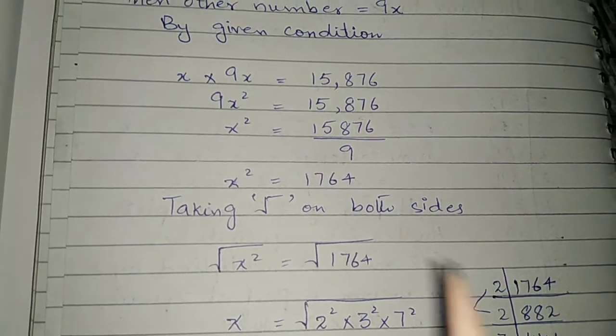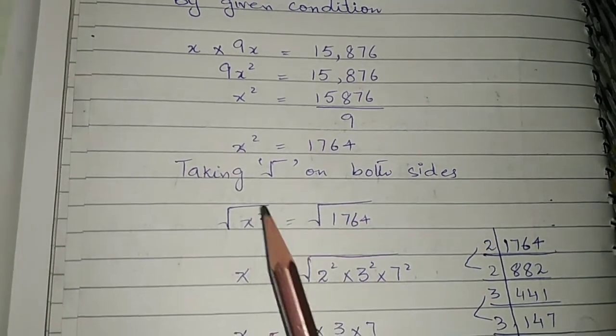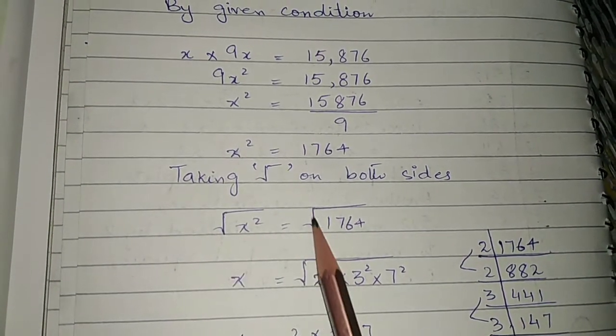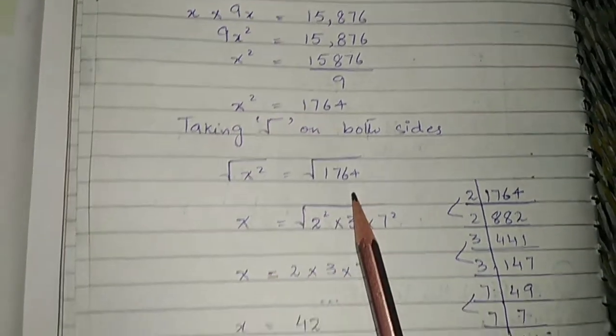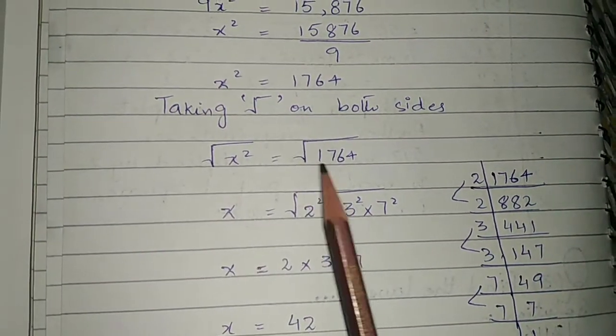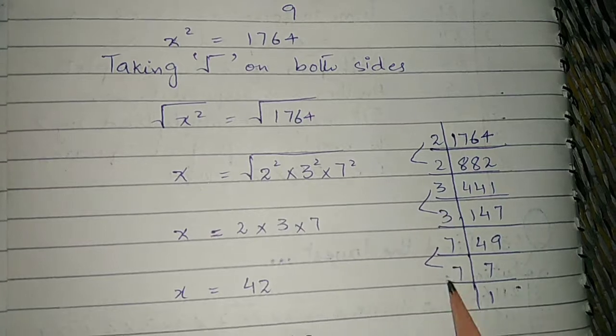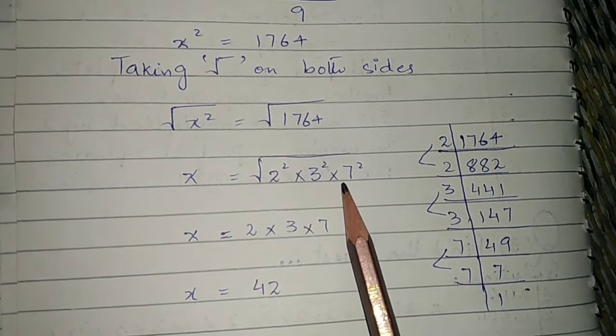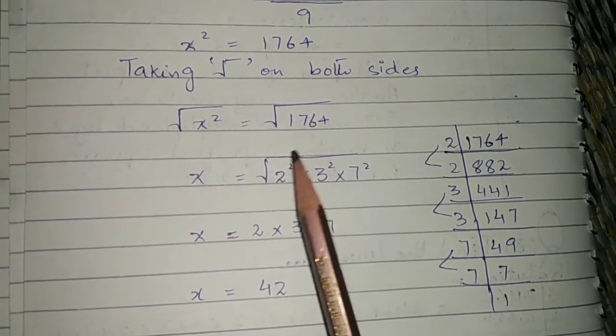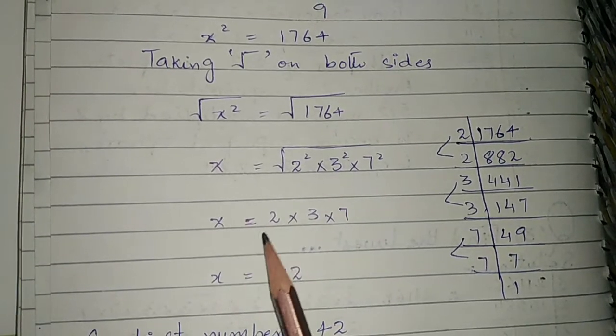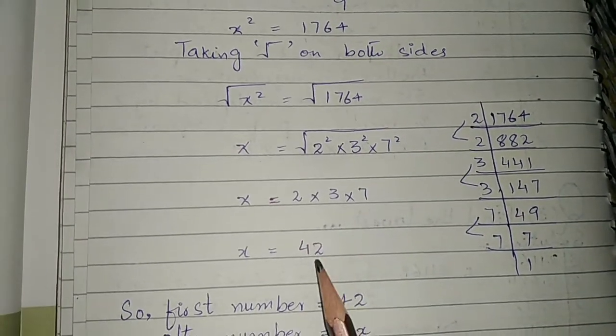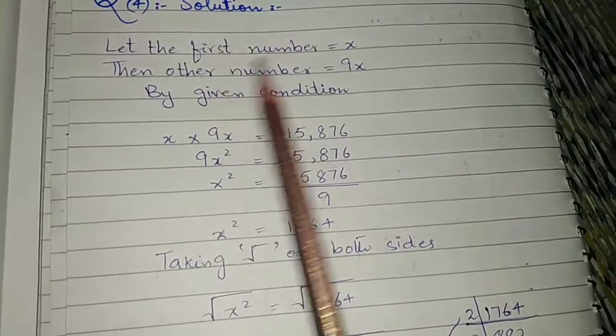We have to find the value of x. Now taking the square root on both sides, we get square root of x square is equal to square root of 1764. Now we have to find the square root of this value. The LCM will be 2 square multiplied by 3 square and multiplied by 7 square. These squares will be cancelled out with the square root and we get x is equal to 2 multiplied by 3 multiplied by 7, that is equal to 42. So the first number is 42.